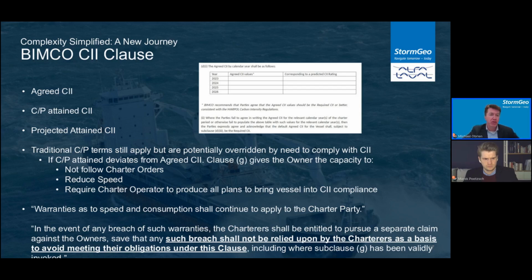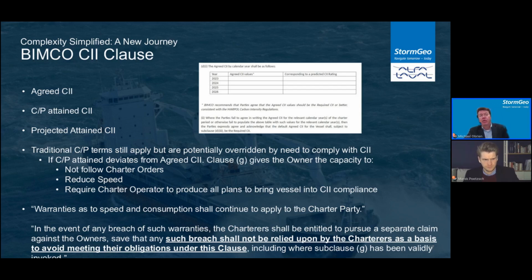So if you look at this clause G, there are provisions in there where if a vessel's attained CII is above the agreed CII, after some period of time where both parties can talk about how to resolve this, the owner can actually take control, where they can essentially not follow the charterer's orders, they can reduce speed, and they are essentially given a great deal of, I'd say, power in order to bring the vessel into CII compliance. And it's important to keep that in mind.